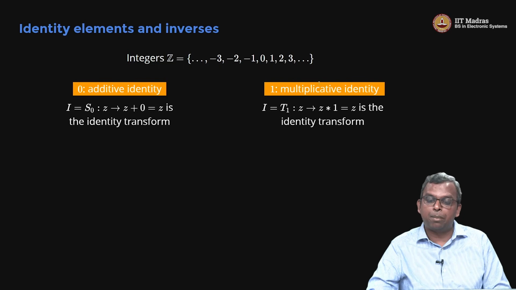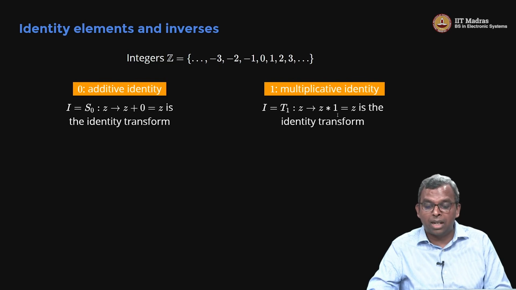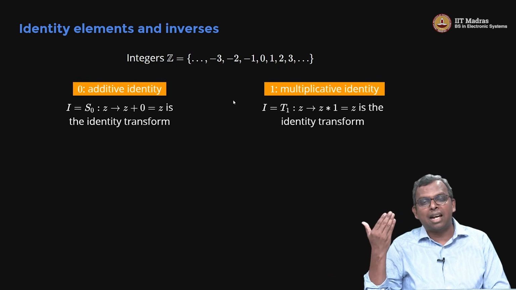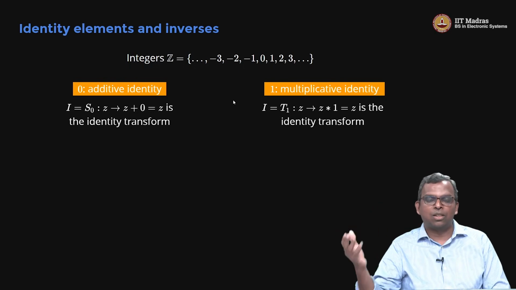Similarly, 1 is a multiplicative identity, because if you multiply by 1, you get an identity transform, I as it's called, Z to Z. So 0 becomes the additive identity in the integers, and 1 becomes the multiplicative identity in the integers. So we have to worry about what these identities are for matrices, and that is also very important.